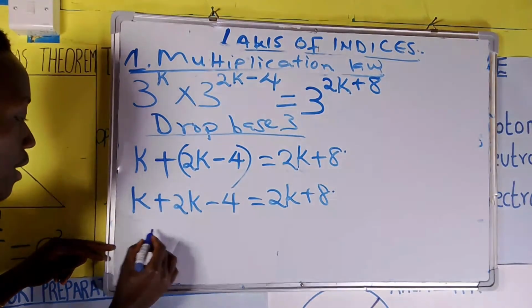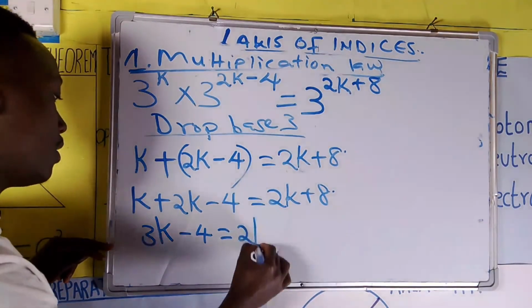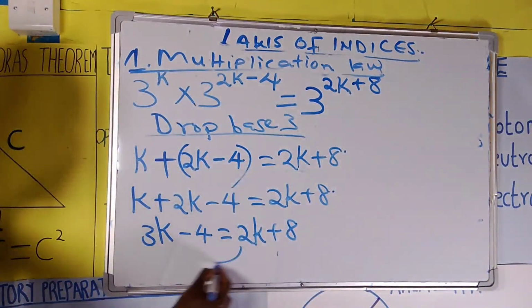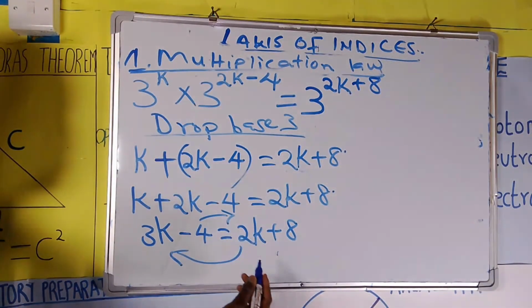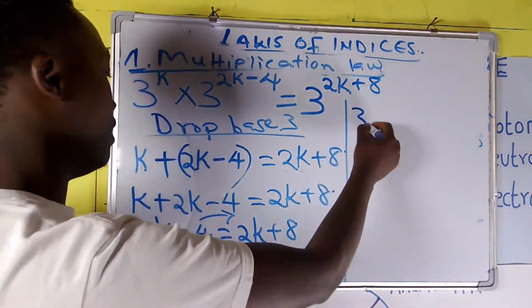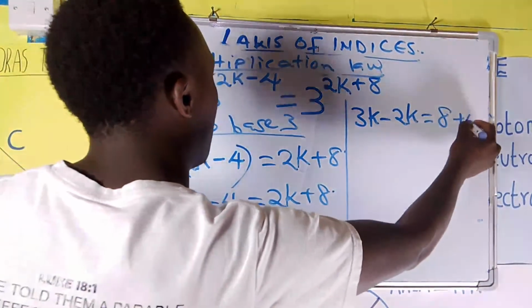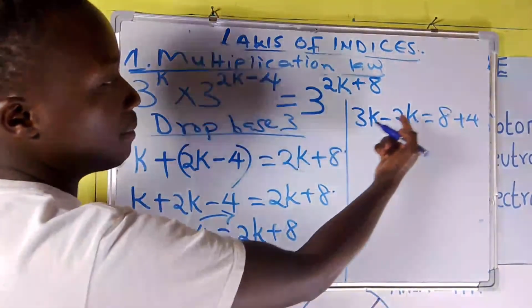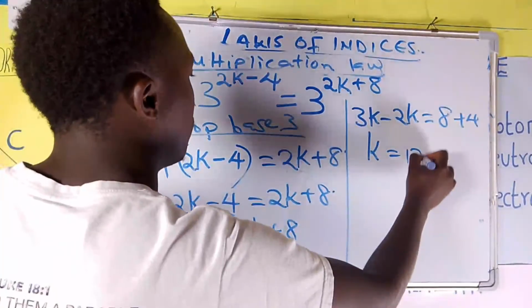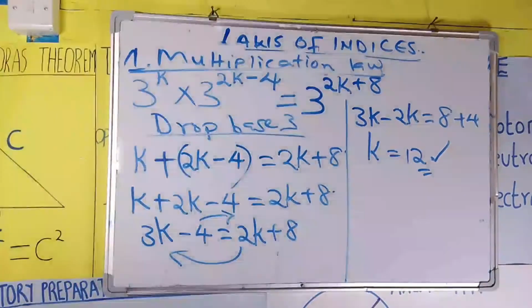k plus 2k is equal to 3k, minus 4 is equal to 2k plus 8. So we will put k on one side and take negative 4 to the other side. By doing so, we will have 3k minus 2k is equal to 8 plus 4. And 3k minus 2k is equal to k, which is equal to 8 plus 4, 12. So 12 is the answer for that.